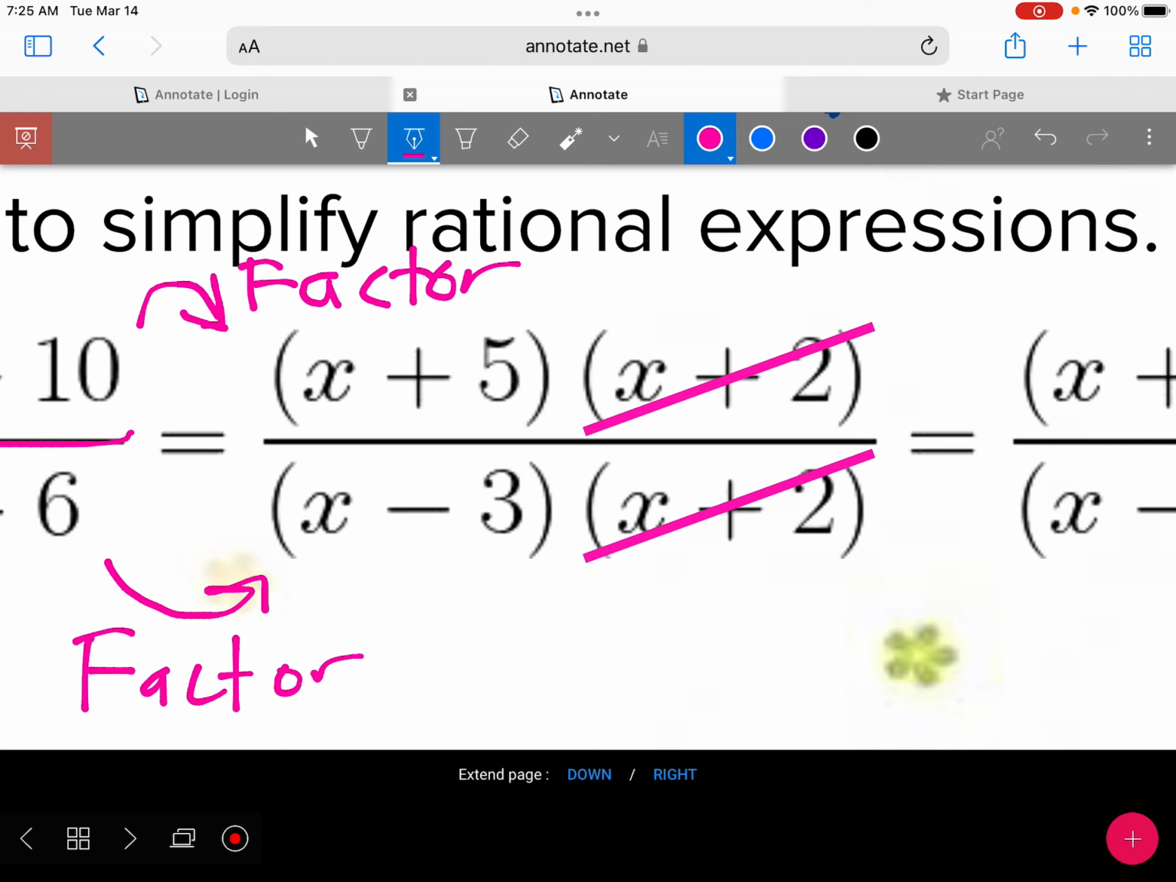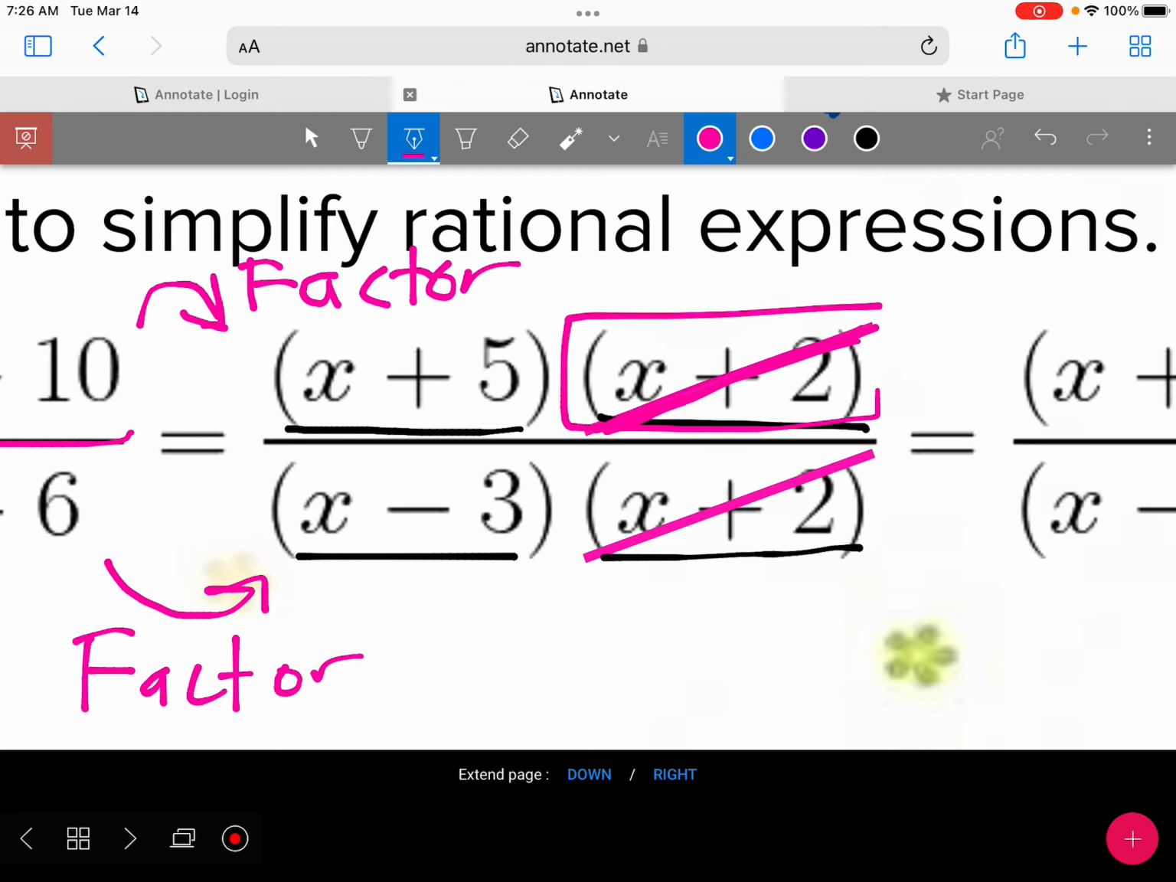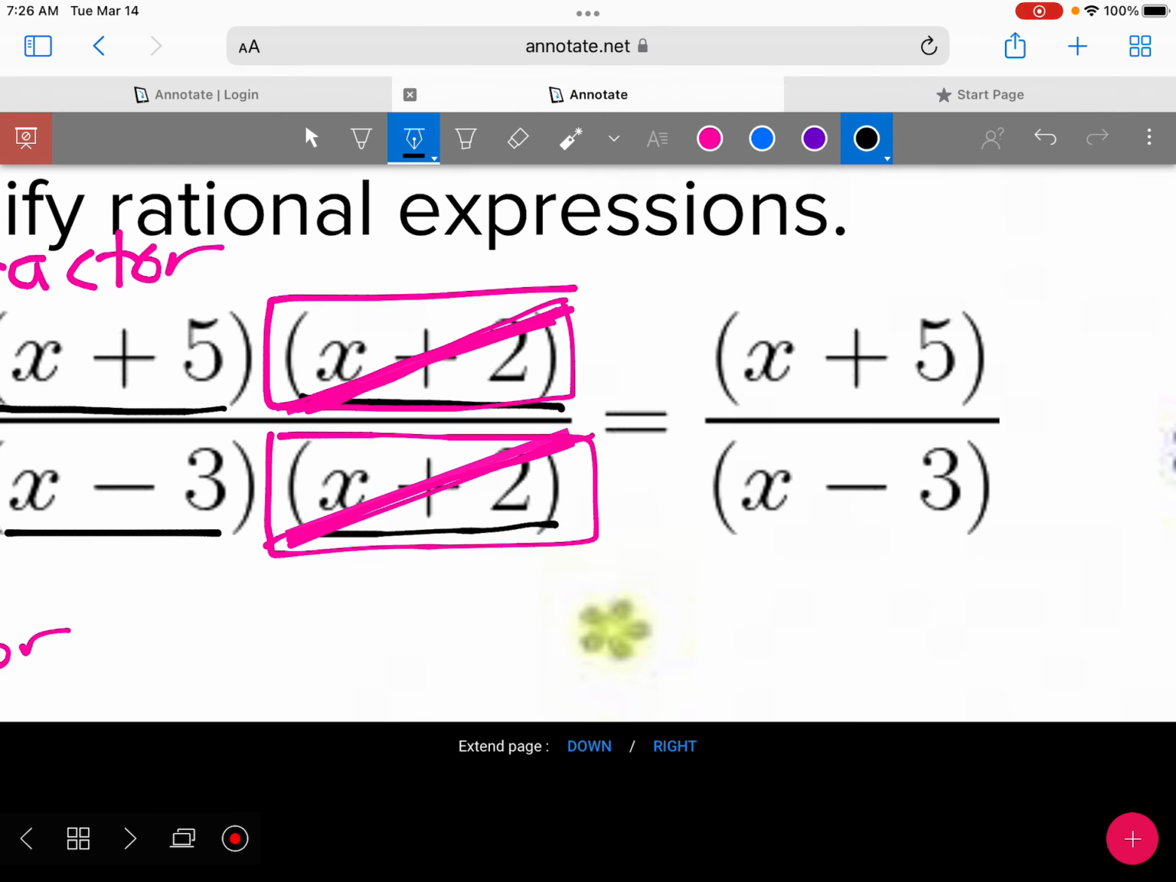In this one, when we look at it, we had x plus 5 times x plus 2 over x minus 3 times x plus 2. Since my x plus 2's are identical, x plus 2 over x plus 2 is the same thing as 1. It cancels out. As long as it's exactly the same, top and bottom, they cancel out. And this is what we're going to have be our simplified form for today. This is where we're going to stop.